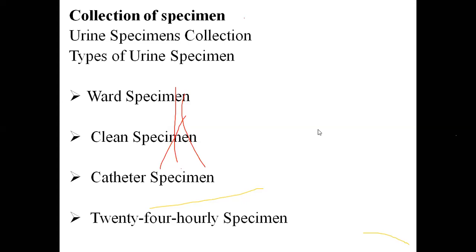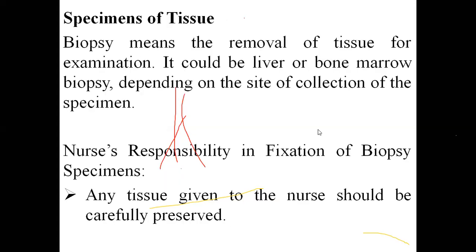The normal ward specimen is the routine collection of urine for investigation in the ward. Then another sample that is usually collected is the tissue specimen, the biopsy, which means the removal of tissue from a part of the body for examination. It could be the liver, the bone marrow, depending on the site of collection, which will pertain to the patient's complaint, so that it can be investigated what the cause of the problem is. And what is the nurses' responsibility in fixation of a biopsy specimen?